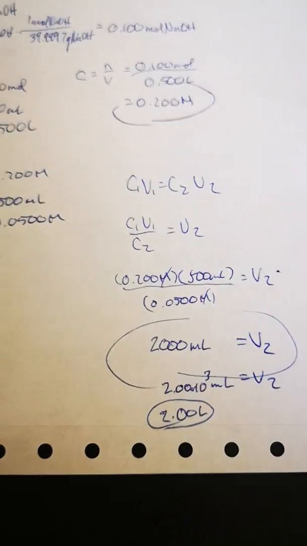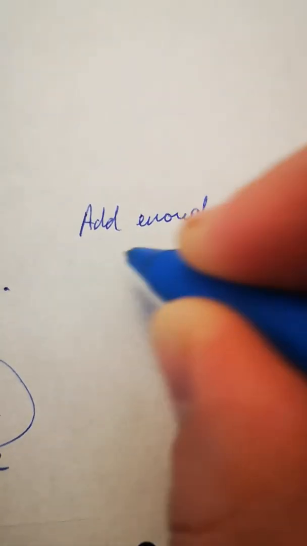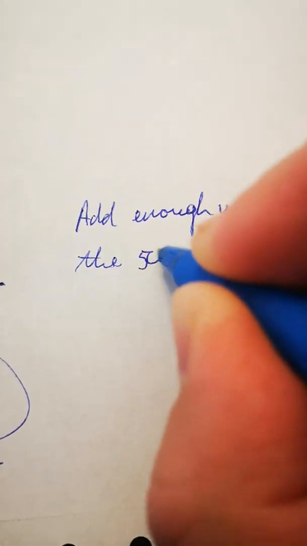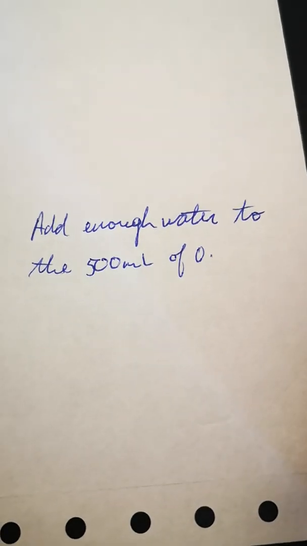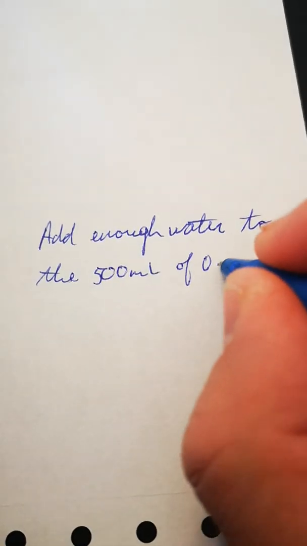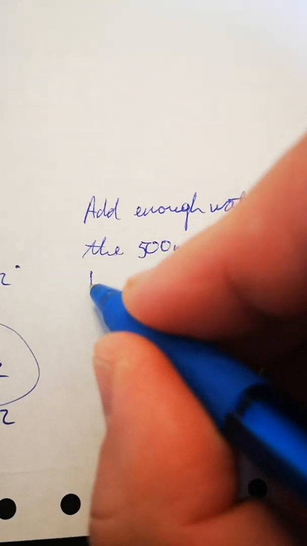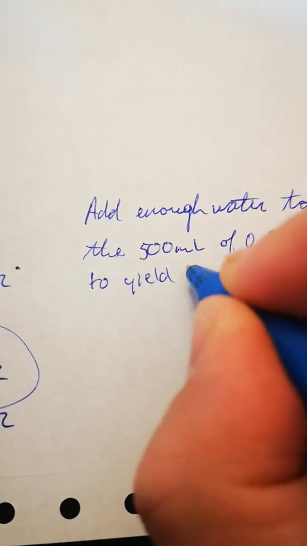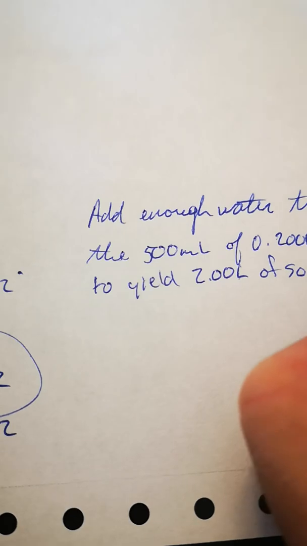Now, we're not actually done this question. The question was, how would we prepare it? So we need to add a little blurb here. So we're going to add enough water to the 500 mils of 0.200 molar NaOH solution to yield 2 liters of solution.